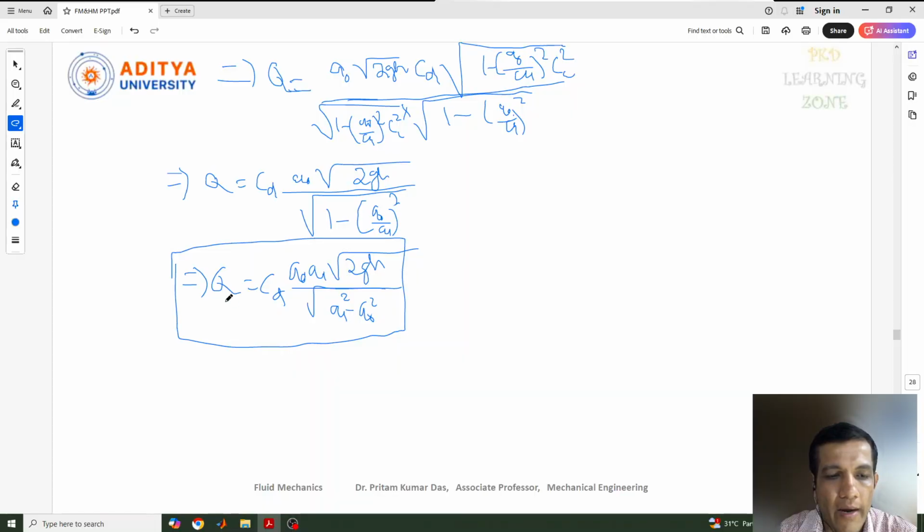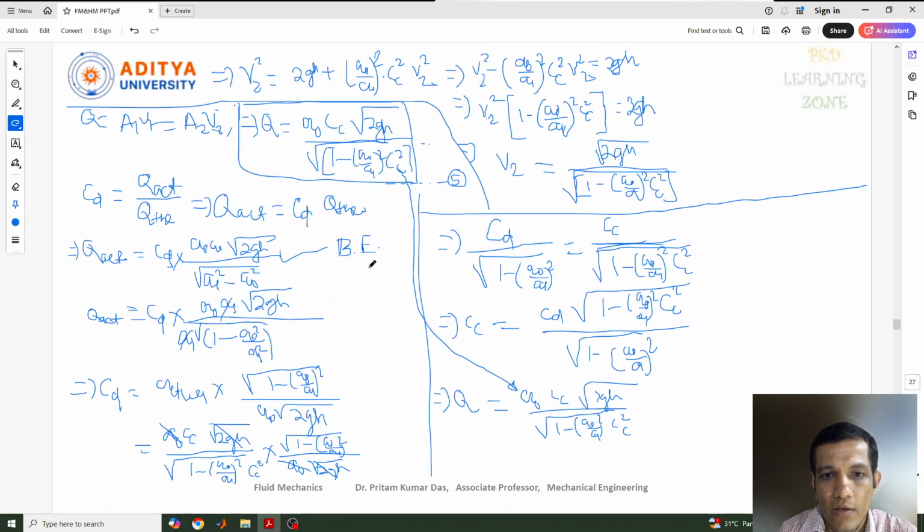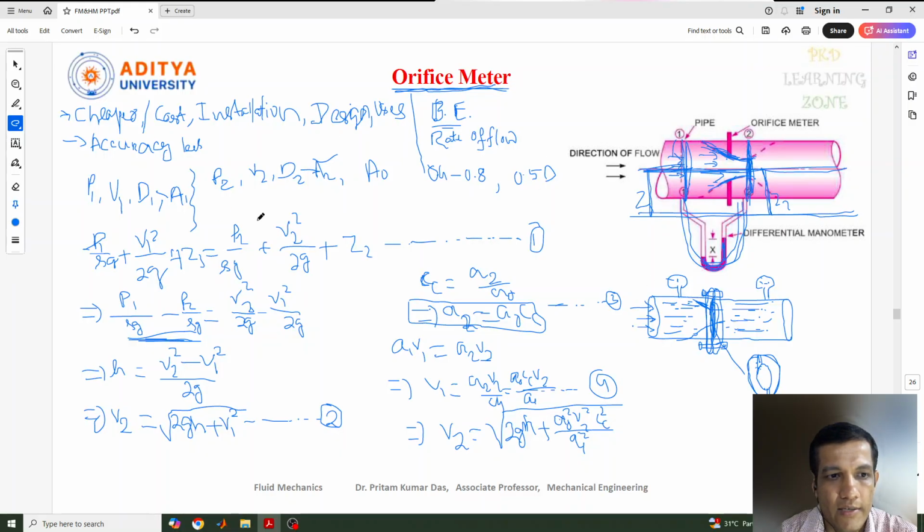Always keep in mind that the coefficient of discharge value of the orifice meter is always less than that of the venturimeter. The Cd value of the orifice meter varies from 0.4 to 0.6 or 0.7, something like that, and it is always less than the venturimeter value, because for the venturimeter we saw the Cd value was 0.9598, near about 1. I hope you understand the derivation of this orifice meter, and these are all the details of the orifice meter.